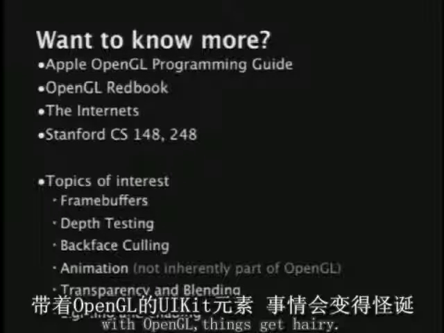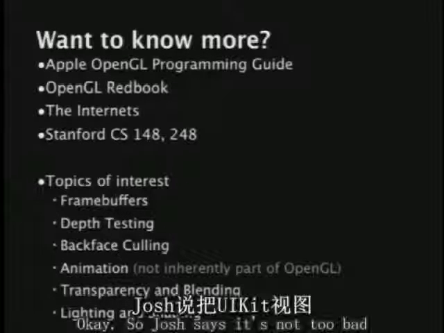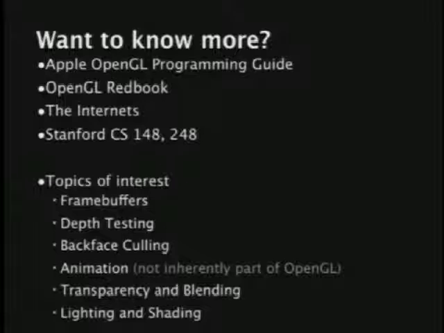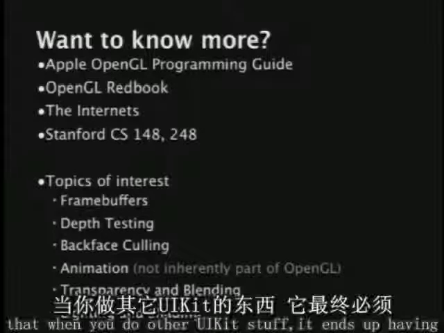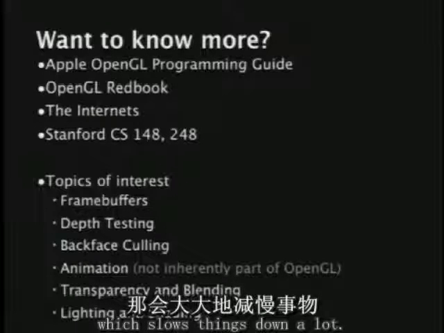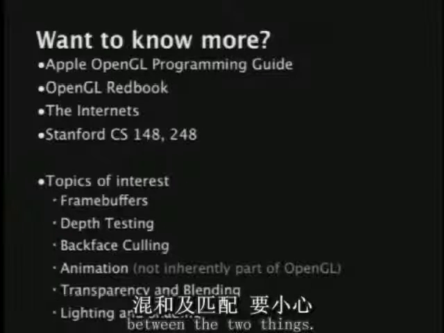I'm pretty sure that if you wanted to use UIKit elements with OpenGL, things get hairy. Is that right, Josh? You can put the UIView on top of the OpenGL. OK. So Josh says it's not too bad to put a UIKit view on top, but it slows things down because we can't take the fast path that goes directly to the screen. It'll basically render to an off-screen buffer and then composite them. I see. So when you do other UIKit stuff, it ends up having to render to an off-screen buffer and then composite, which slows things down a lot. So be careful if you're going to mix and match between the two.